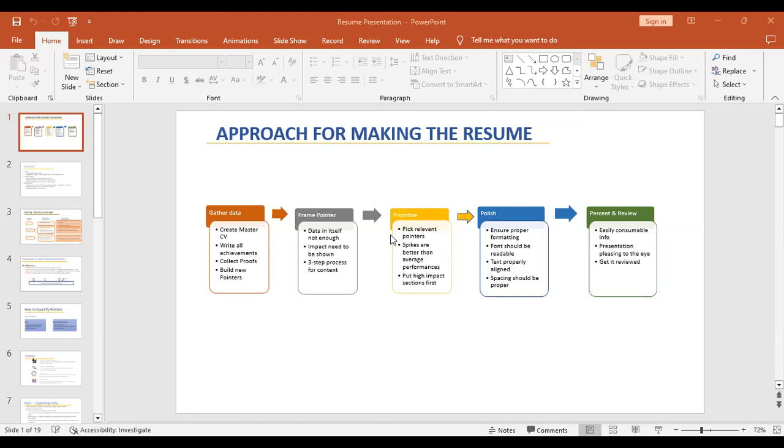High impact pointers to come first. Now, this is again very common sense. You will feel like you should share these three pieces of information about yourself, or maybe about your project, or your assignment. But in what sequence? That is again a very important thing.